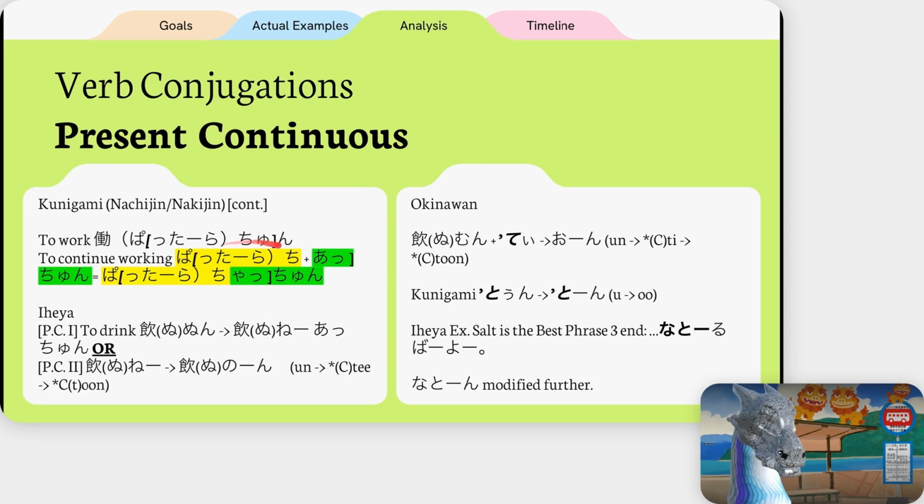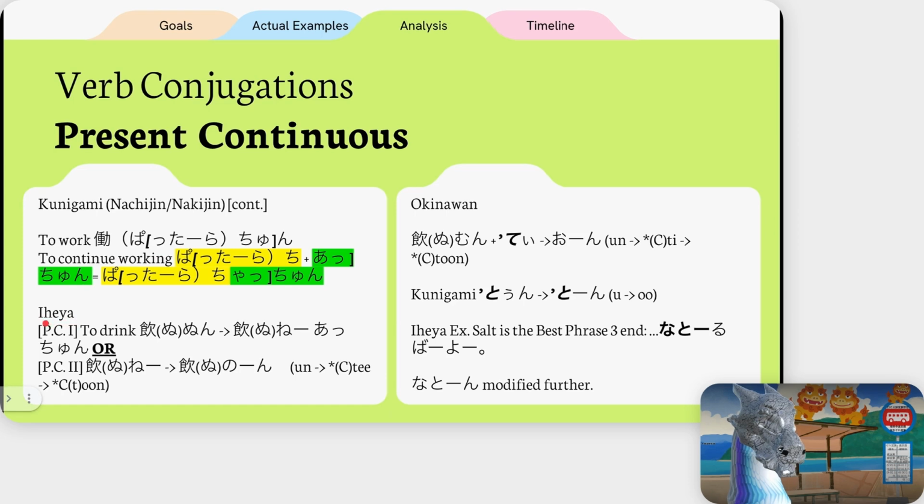And then to continue working, we have, sorry, I'm just a little tired today, this late at night. Anyways, to continue working, we have patarachi and we have chung. When we continue up, we have patara, but if we combine the chi and the a, it becomes cha here. So instead of saying patarachi ajun, which is very hard, you just say patarachajun.